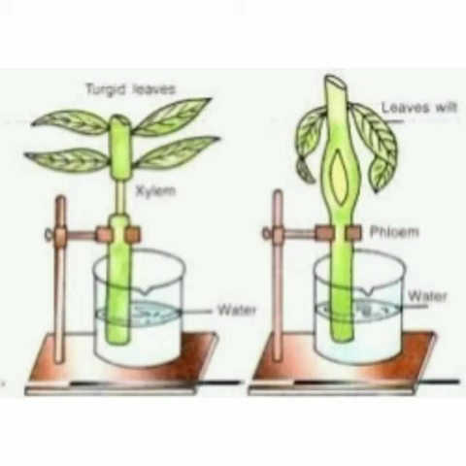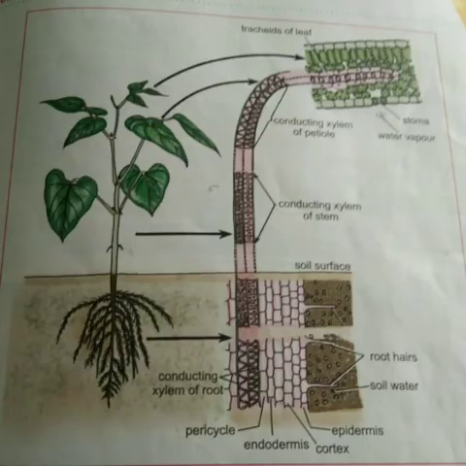Add 2-3 drops of either blue ink or black ink or red ink, any color ink which you have, you can pour it. Since you are starting school, you'll be having blue color ink, right? Put 2-3 drops into it. Leave it as such for 2-3 days. After 2-3 days, you just take the plant outside the water. Cut the stem a little bit above.